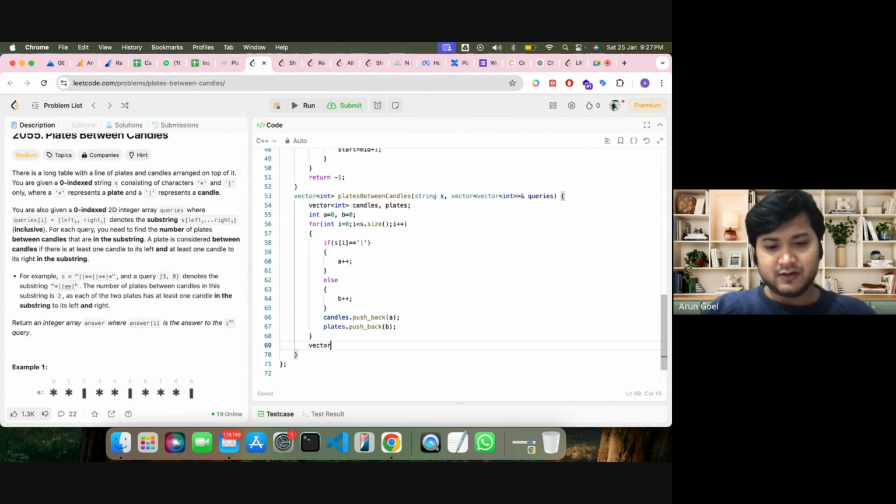Now we want answer, right? So vector int my answer. Okay. Now let's iterate on the queries. For int I equals to 0, comma I less than queries.